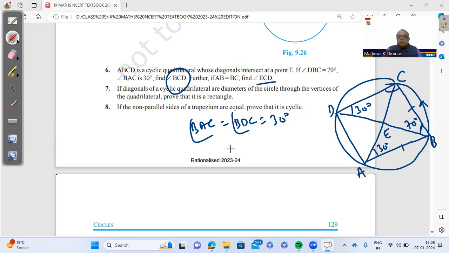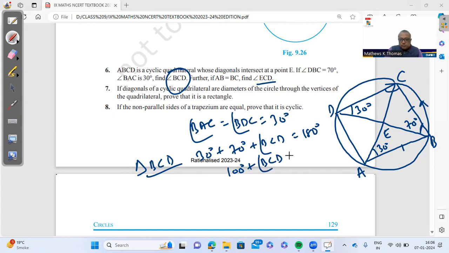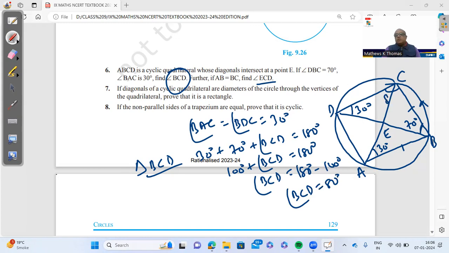Now we can find out angle BCD because the sum of angles of a triangle is 180. So you take triangle BCD. Already we know 2 angles, 30 and 70. So we can easily find out the third angle BCD. 70 and 30 is 100. So 100 plus BCD is 180. So angle BCD will be 180 minus 100, which is 80 degrees. So this is the first part.